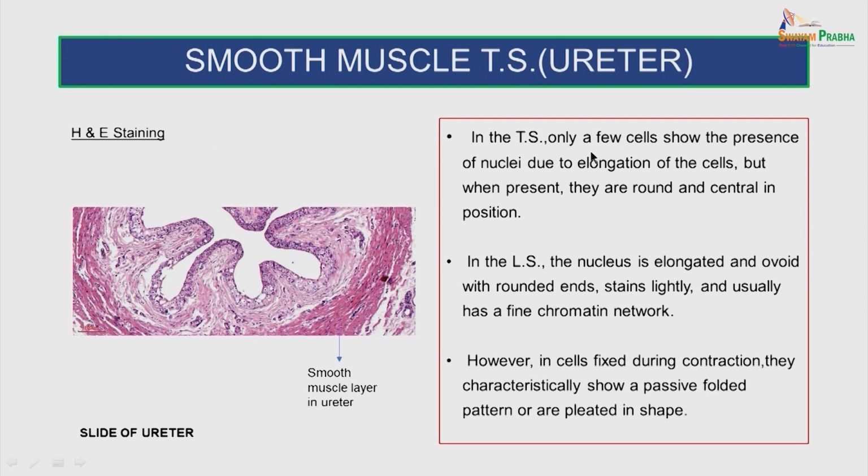In the transverse section, only a few cells show the presence of nuclei due to elongation of the cells, but when present, they are round or central in position. In the longitudinal section, the nucleus is elongated and ovoid with rounded ends, stains lightly, and usually has a fine chromatin network. However, in the cells fixed during contraction, they characteristically show a passive flow folded pattern or are pleated in shape.